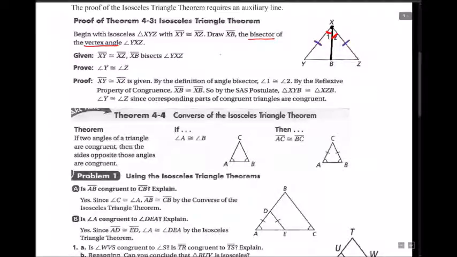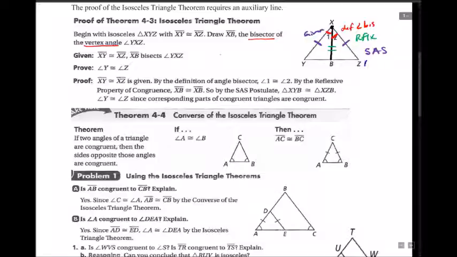And then I'm sure you can see the reflexive property. So this is the definition of angle bisector. These sides are given. We've used our reflexive property of congruence. And we now have two triangles that are congruent by side angle side. And once our triangles are congruent, what can we do with that? Well, we know that all other corresponding parts are congruent.